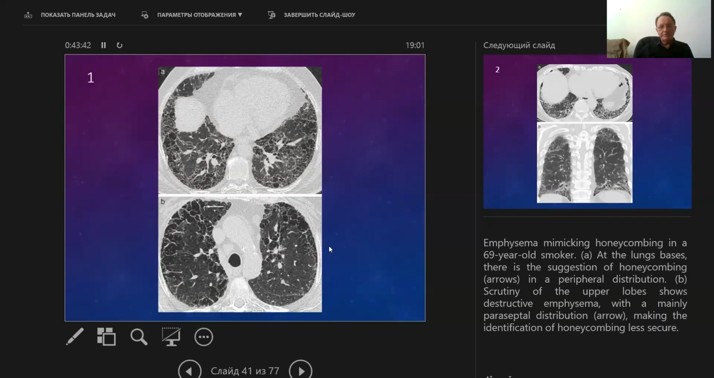But I would like to show this slide, and please look at this slide and make a conclusion. Is it IPF or not? Because you can see reticular abnormalities, cysts, honeycombing.